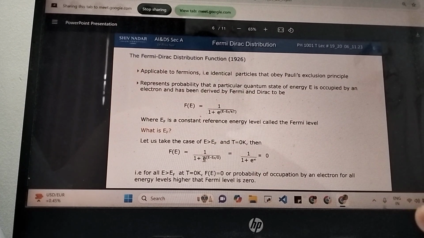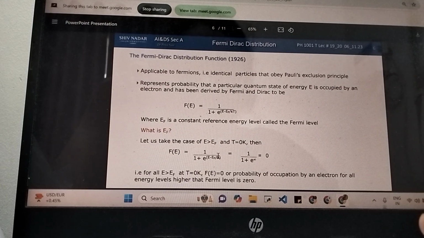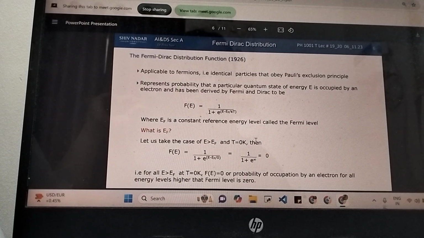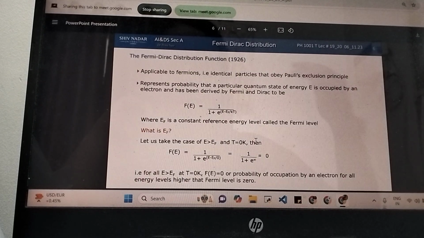So 1 by 1 plus e raised to (E minus EF) by 0. The denominator is 0 because my temperature is 0. And anything divided by 0 is infinity. So this e to the power thing becomes e to the power infinity. So 1 by infinity is 0. So at 0 Kelvin, the probability of any energy level greater than EF being occupied is 0.